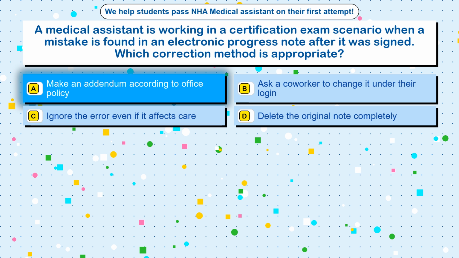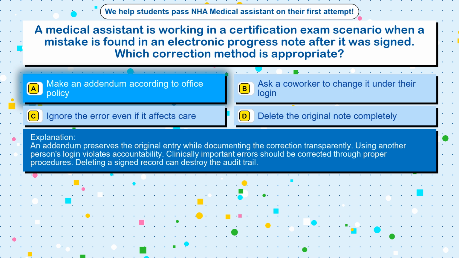Make an addendum according to office policy. An addendum preserves the original entry while documenting the correction transparently. Using another person's login violates accountability. Clinically important errors should be corrected through proper procedures. Deleting a signed record can destroy the audit trail.